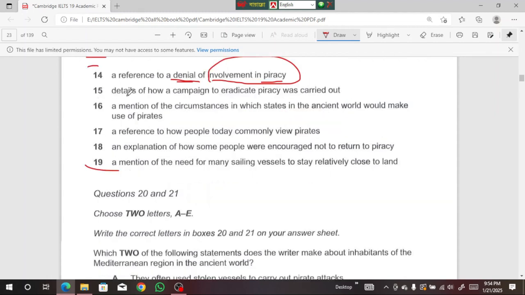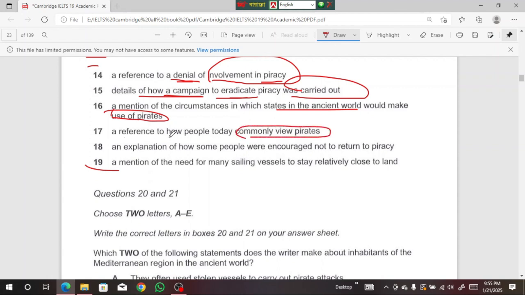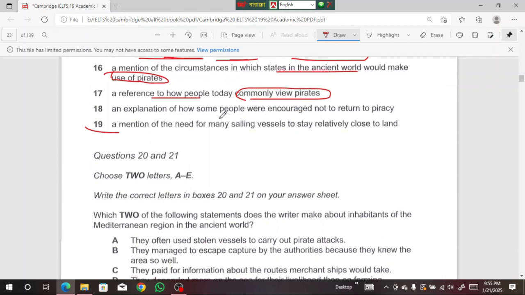Question 15: details of how a campaign to eradicate piracy was carried out. Details of their eradication. Question 16: a mention of circumstances in which a state in the ancient world would make use of piracy. That means some civilians used piracy for their own benefit. Question 17: a reference to how people today commonly view piracy. That means what today's people think about the pirate lifestyle and their deeds.